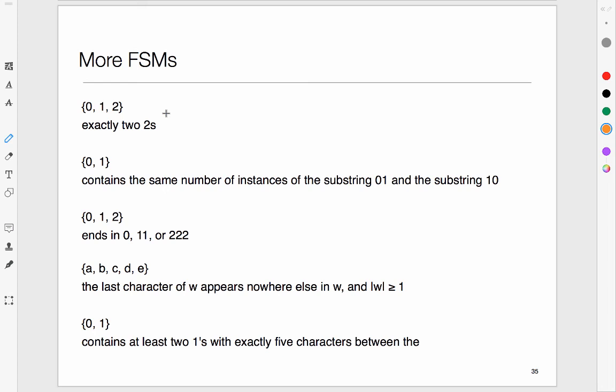0, 1, 2 are the symbols, and the string ends in 0, ends in 1 1, or ends in 2 2 2. Okay. So we are basically saying that just before we stopped the string, I had a 0, or I had a 1 1, or 2 2 2.